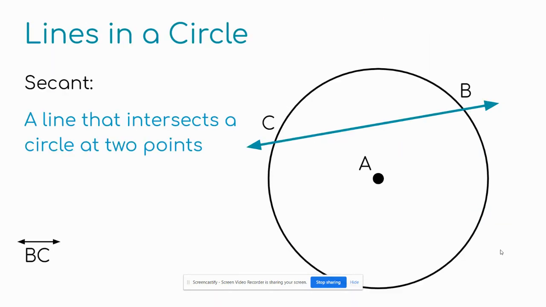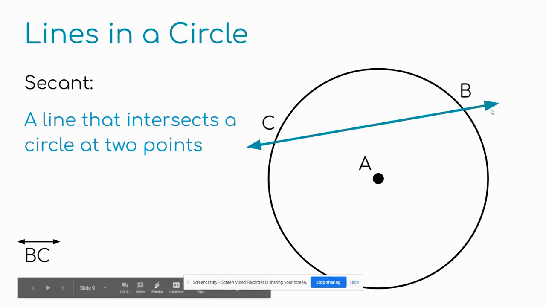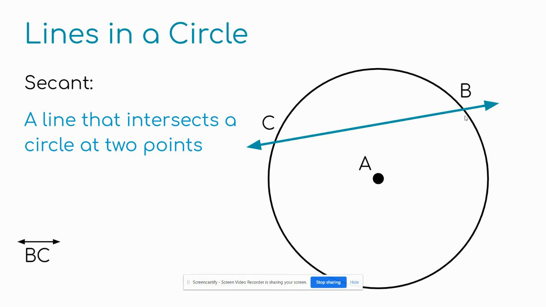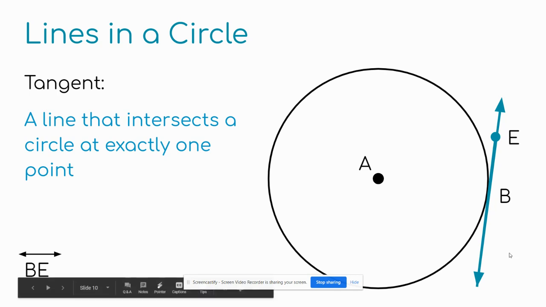So there are two more that we're going to learn, but these are lines. So instead of having endpoints, they have two arrows. They cross a circle at C and B, so this would be line CB, BC, and this is called a secant. So that's a new word. It's a line crossing through the circle at 2 points, C and B. If the line crosses at only 1 point, that's called a tangent. You might remember tangent from trig.